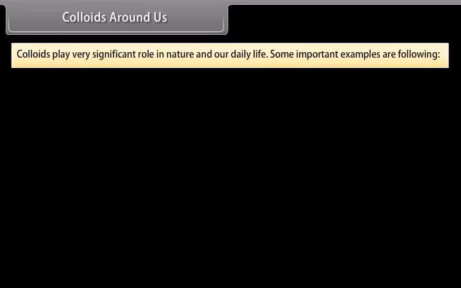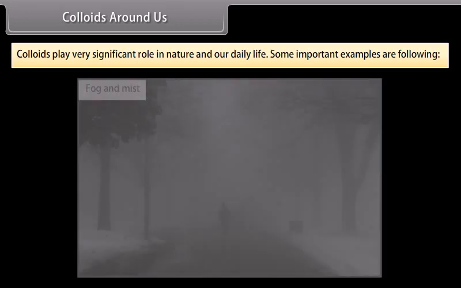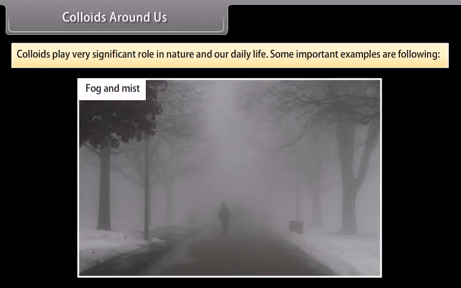Colloids around us. Colloids play very significant role in nature and our daily lives. Some important examples are as follows. Blue color of the sky. It is due to scattering of light by colloidally dispersed dust particles in air that sky looks blue. Fog and mist. They are colloidal systems.